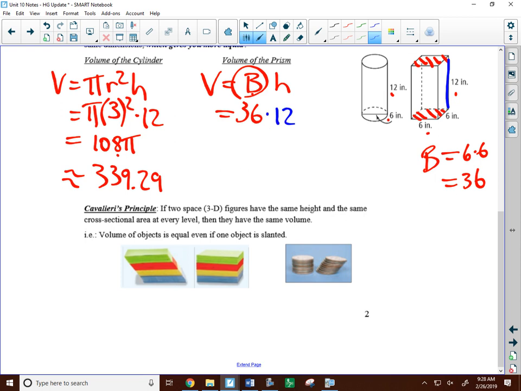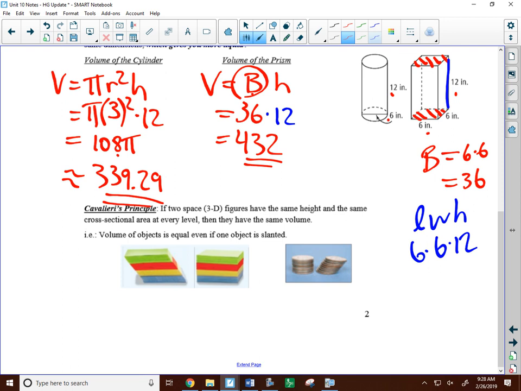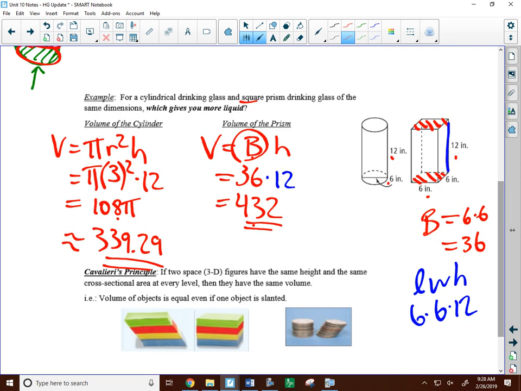Now again, for this one, it's probably easier just to do length times width times height. 6 times 6 times 12. That would work as well. Okay, in any case, you get 432. And so certainly the volume of the prism is bigger. So next time you are getting a drink, if they offer the square prism glass, choose that one, because you get more.